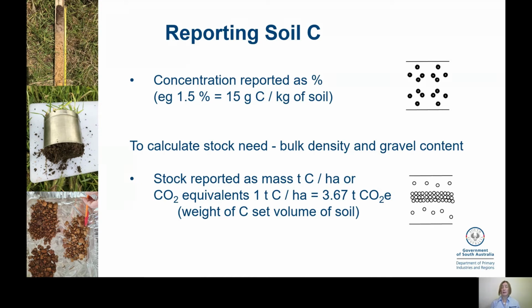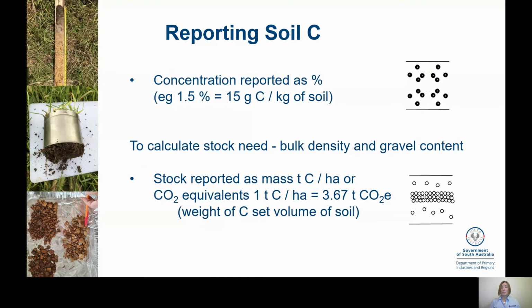When we're talking about carbon accounting though, they're talking about carbon as a stock. So it's a mass, or in tonnes of carbon per hectare. To be able to calculate that, you also need the bulk density, or the mass of the soil of the area that you're looking at, and the gravel content. And there are calculations that they use to be able to calculate this.